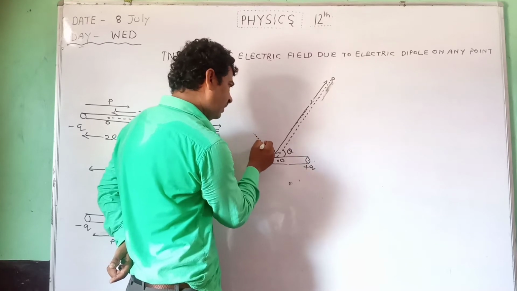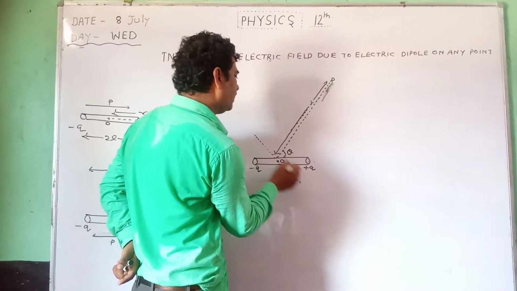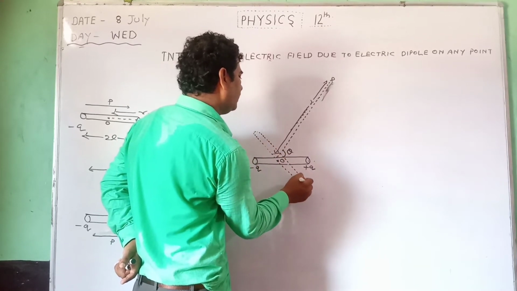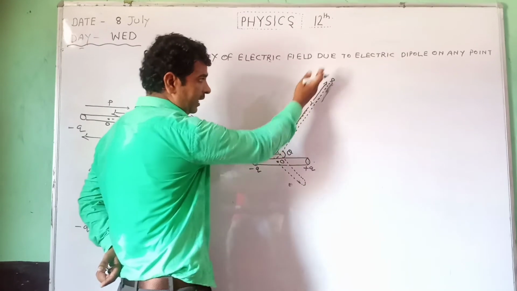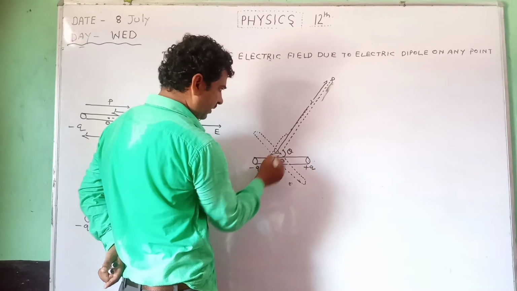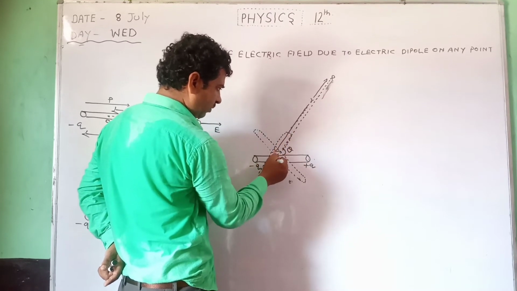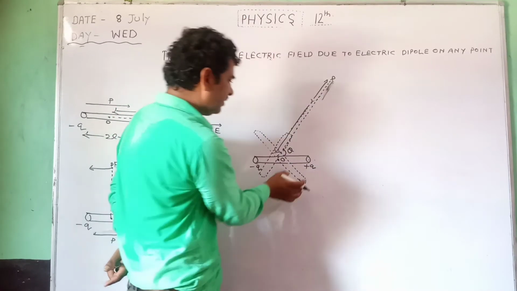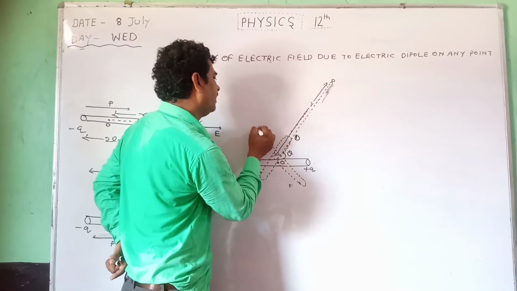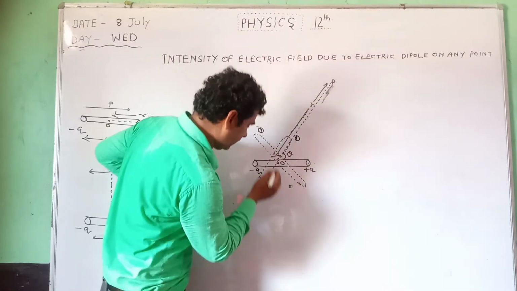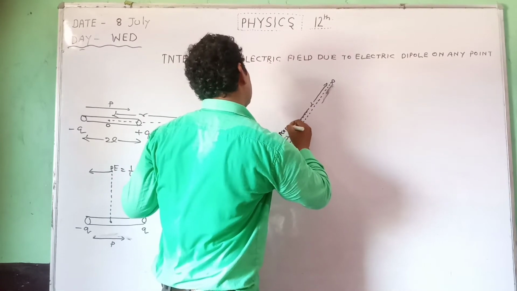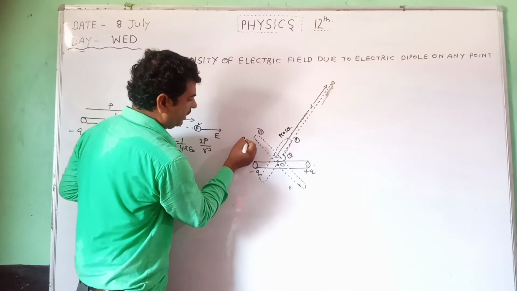My dear students, if you want to find the intensity of electric field at the point P, then here I will make two imaginary dipoles. Yes, one imaginary dipole perpendicular to the line of P and one imaginary dipole along the line of P. What is the dipole moment of the first imaginary dipole and of the second? Its dipole moment will be p cos theta, and the other will be p sin theta.